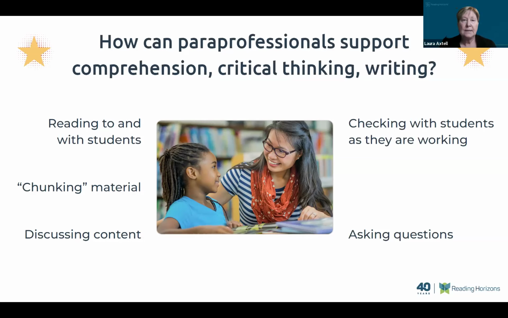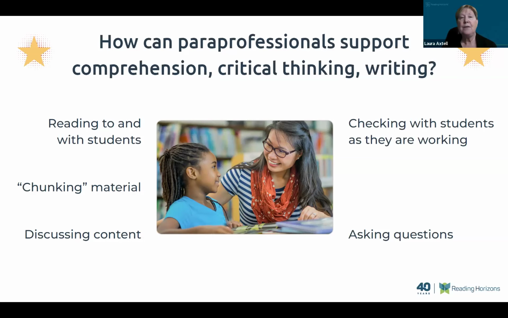Just discussing content with students can be very helpful for critical thinking and comprehension because, just like the thing on the right where you're asking questions, we're not giving them answers. We're discussing what is being read or what is being asked for, and then we're guiding them through that. And paraprofessionals often do that extremely well when they know what to do.